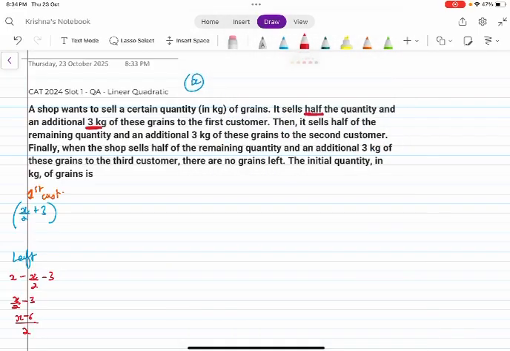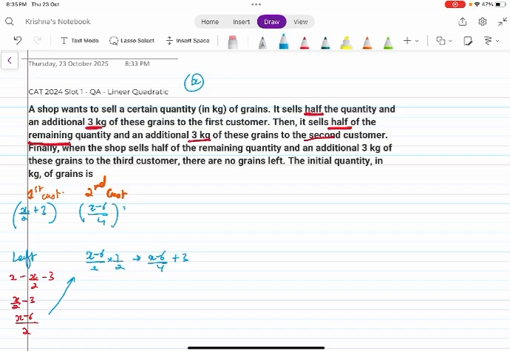Okay, so let's proceed in the question. It's given that it then sells half of the remaining quantity and an additional 3 kgs to the second customer. So what does the second customer get? They sell half of the remaining. So what is half of this? That is (x minus 6) upon 2 into 1 by 2. So that comes out to be (x minus 6) upon 4 plus what? Additional 3 kgs. So this comes out to be (x minus 6) upon 4 plus 3. So this is what the second customer gets.